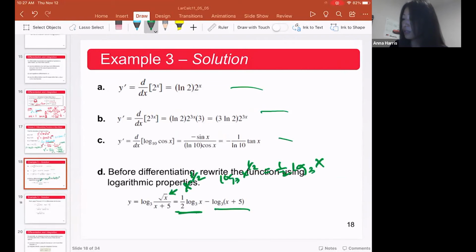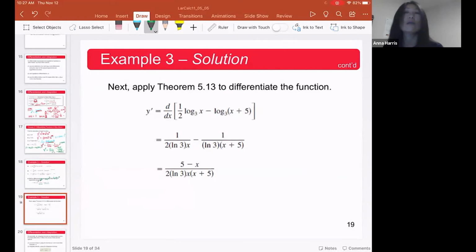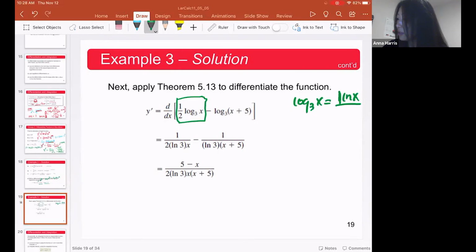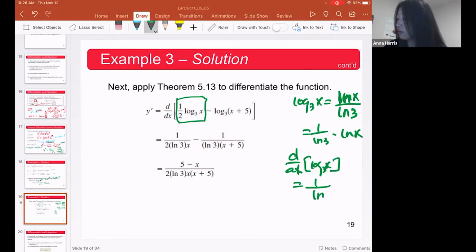All right, and the next part is just like that. Right now, you're going to take a derivative of that. So you're going to rewrite this. Log base 3 of x is the same as natural log of x over natural log of 3. Or I can just say 1 over natural log of 3 times natural log of x. So the derivative of that is the same as 1 over natural log of 3 times 1 over x. All right, so that is why you have this right there.